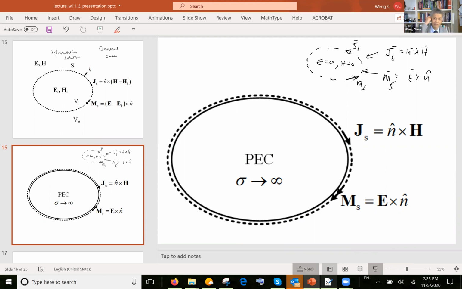I cause the field to be 0 inside, but non-zero outside. So outside it will have E and H. Inside will be 0. Now, since the field is 0 inside, it doesn't hurt if I put an object in there. Agree? If I put an object inside, the field outside will not change. Do you agree on that, since the field is 0 in there? Everybody agrees?